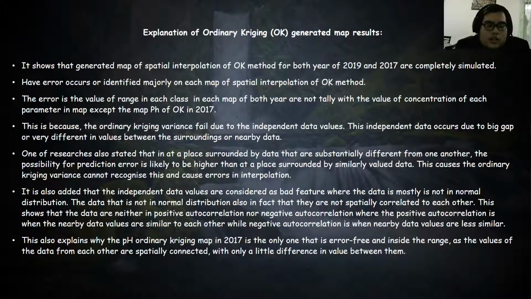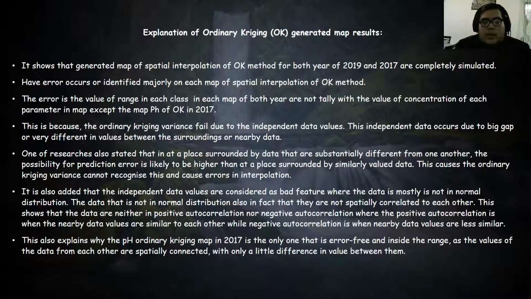And it was also added that independent data values are considered a bad feature, where the data is not in normal distribution. Data that is not in normal distribution is in fact not spatially correlated to each other. This shows that the data are in neither positive autocorrelation nor negative autocorrelation, where positive autocorrelation is when nearby data values are similar to each other, while negative autocorrelation is when nearby data are less similar.